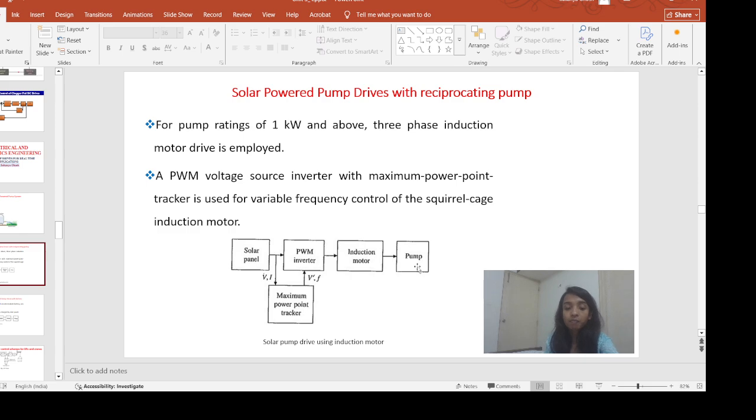Next we have this pump. So what this pump will do? It will physically move the water through the pipe, and it is driven by the induction motor. Okay, and it transfers the water from the water source to the overhead tank. So that is the whole process of the solar powered pump drives with reciprocating pump.